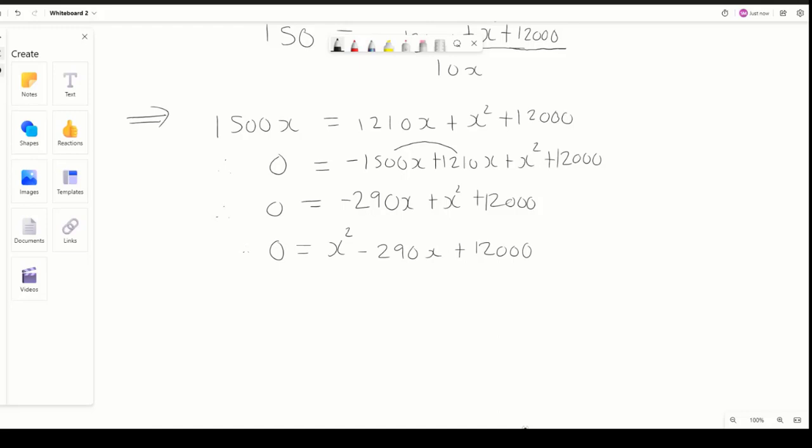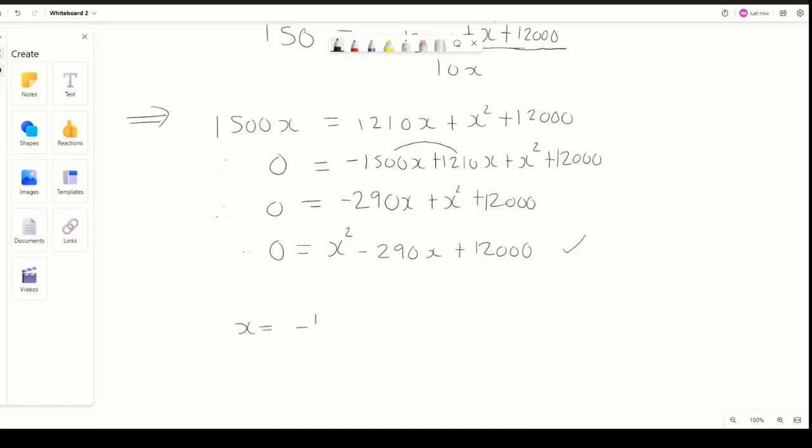I'm just thinking 40 times 30, 400 times 30. I'm trying to break this 12,000 up now because I'm aiming to get this, but I don't see how I can do it. 60 times 20. 60 times 200. Yeah, I will use the quadratic formula now.